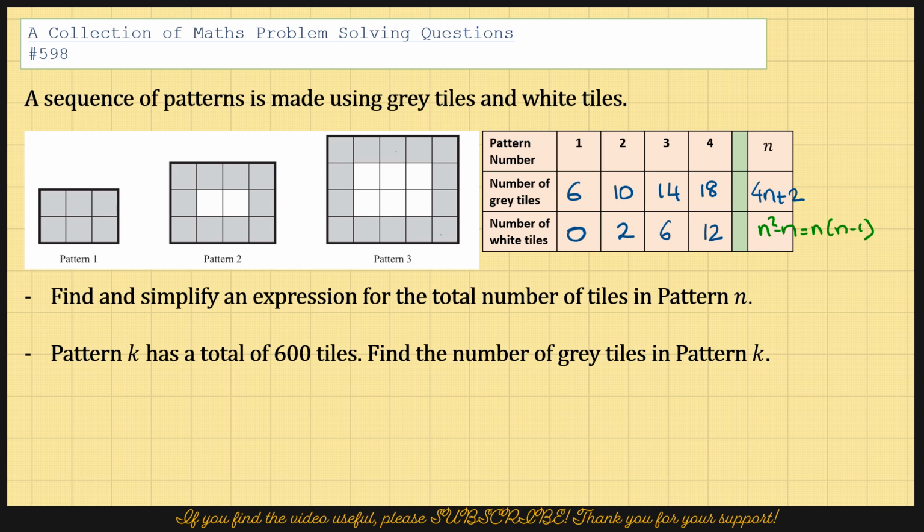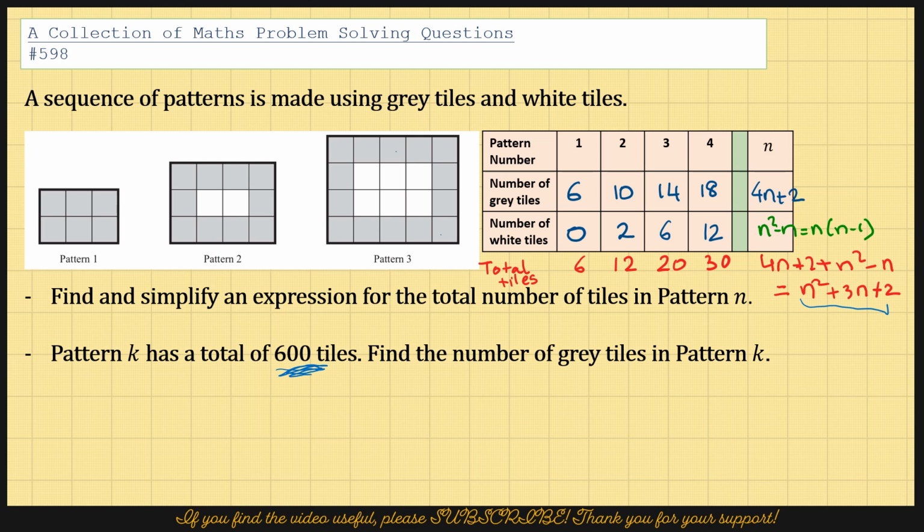Now the next part says the pattern K has a total of 600 tiles. To work this out, we have to add up the grey and white tiles. If you add up the grey and white tiles, you get 6, 12, 20, 30. You don't need to find the sequence again; all we need to do is add up the nth terms. So it would be 4n plus 2 plus n square minus n, and that gives n square plus 3n plus 2. This is what is equal to 600.